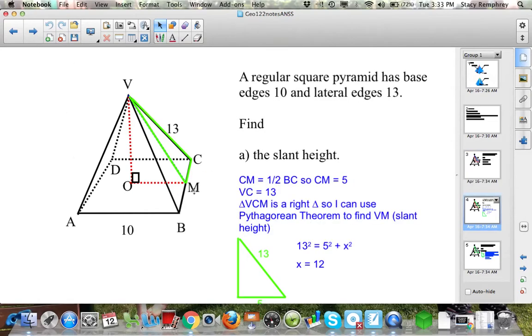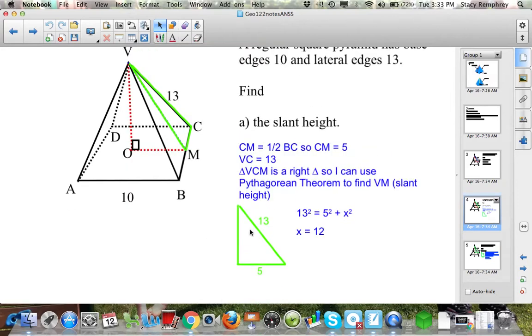I'm using this triangle I have highlighted in green, and I drew it down here below. So CM is half of BC, so I know that CM is 5. VC is 13 because they told me that. And triangle VCM is a right triangle, so we can use the Pythagorean theorem, and using Pythagorean theorem we can find that the slant height, VM, is 12.